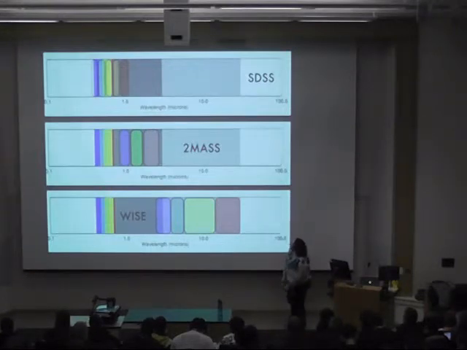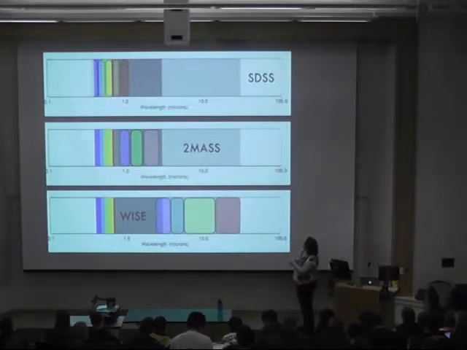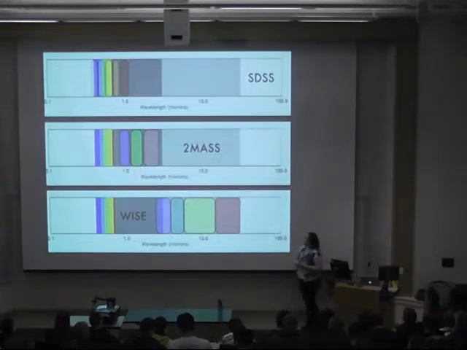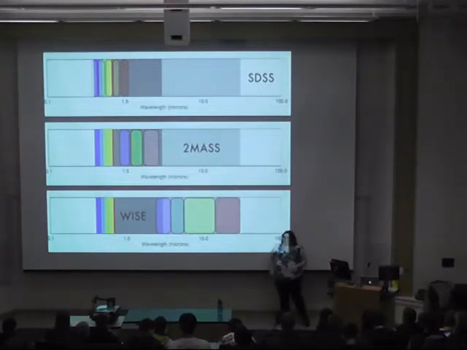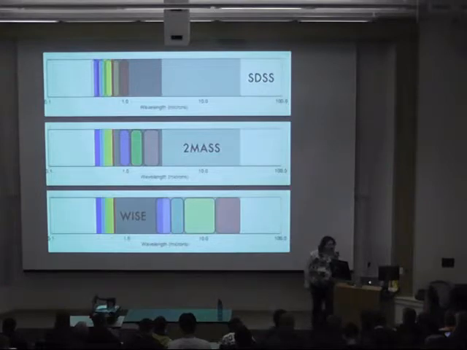So SDSS up there is mostly in the visible light and has five different bands of coverage, or filters, that it took pictures of the sky in. The 2 Micron All Sky Survey in the middle covers the near infrared, and WISE hangs out in the mid infrared.